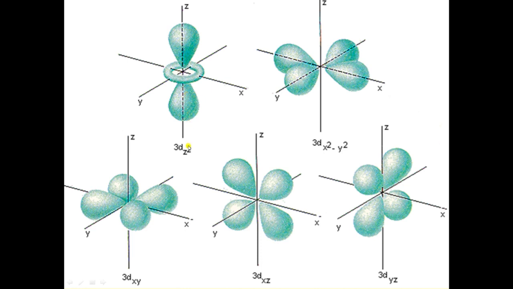Now here this is dz square. This shape is known as donut shape. So you have to see here this z axis. All these 4 orbitals have clover leaf shape and this one has donut shape.